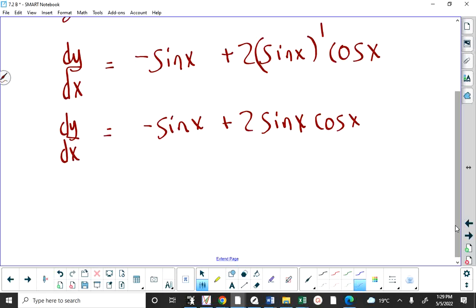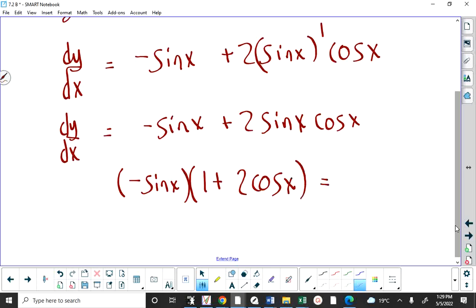And I'm going to go ahead and factor out a negative sine of x. And I will have left 1 plus 2 cos of x. No, 1 minus 2 cos of x. And that means each of those factors can be set equal to 0.